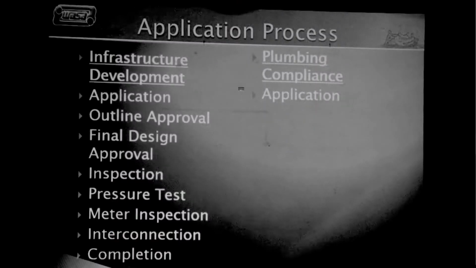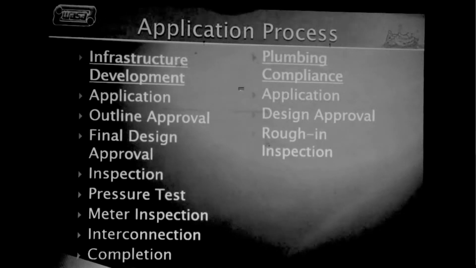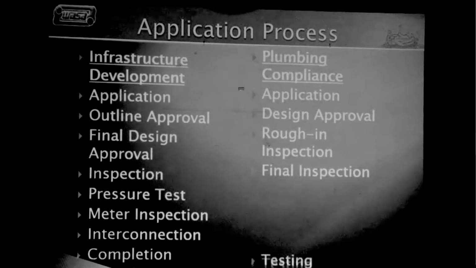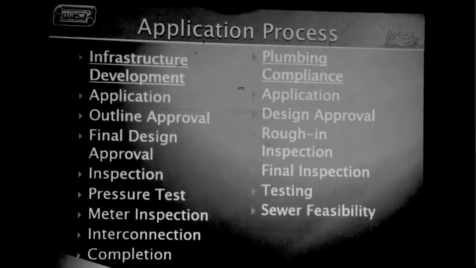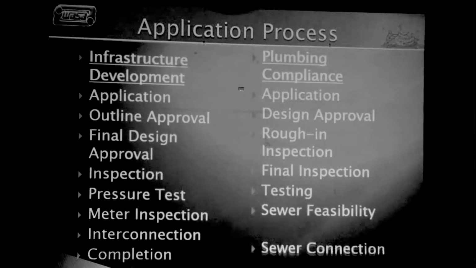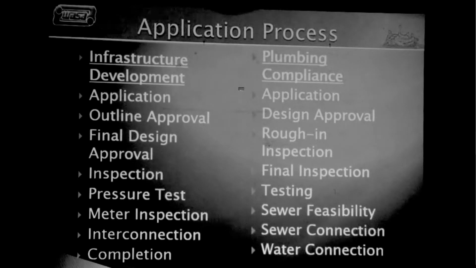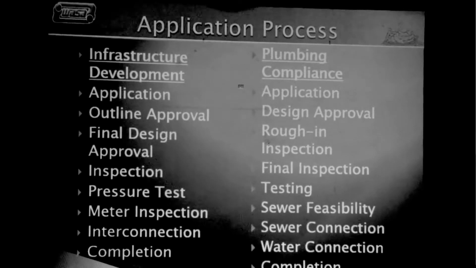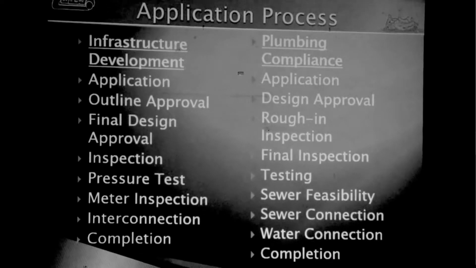For the plumbing compliance component of the department, again, there's the application form, the design approval. We get into the inspection and testing stage where we do the roughing inspection, a final inspection, some testing, a sewer feasibility and a sewer connection where required, water connection if required, and of course, again, it results in the completion certificate, which in both instances is the prize that everybody seeks, that completion certificate.